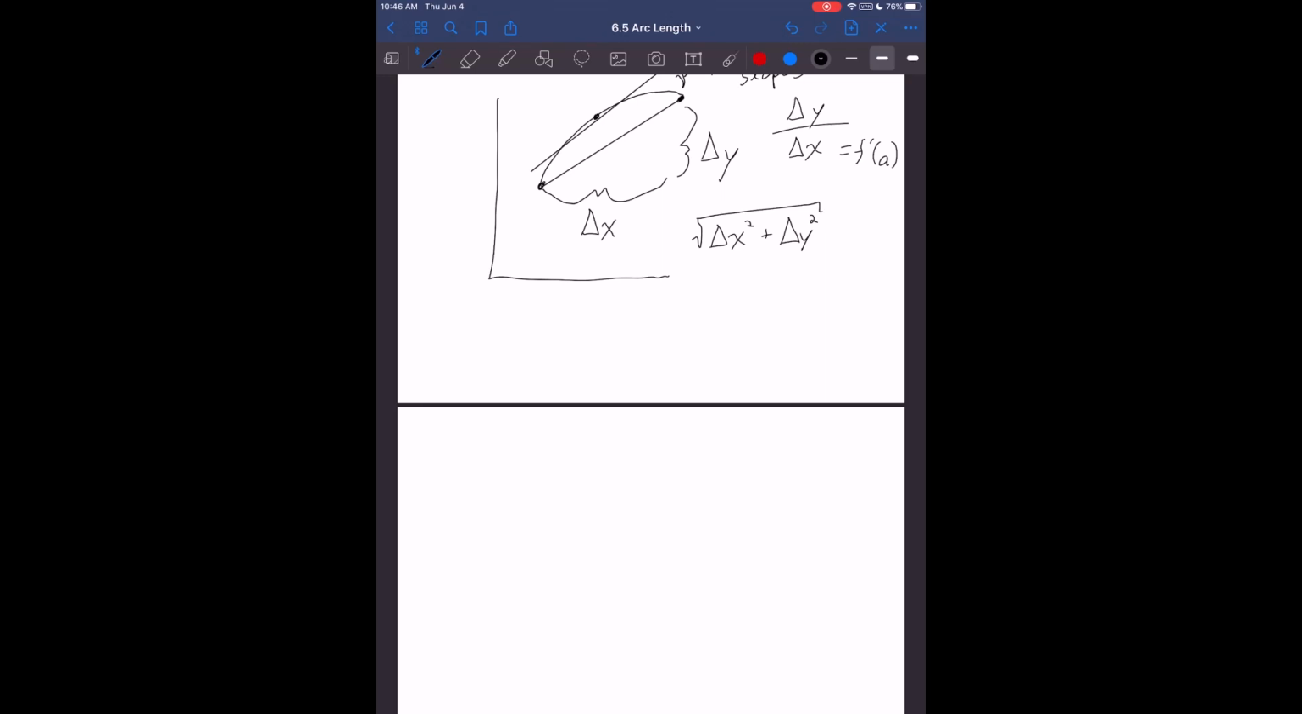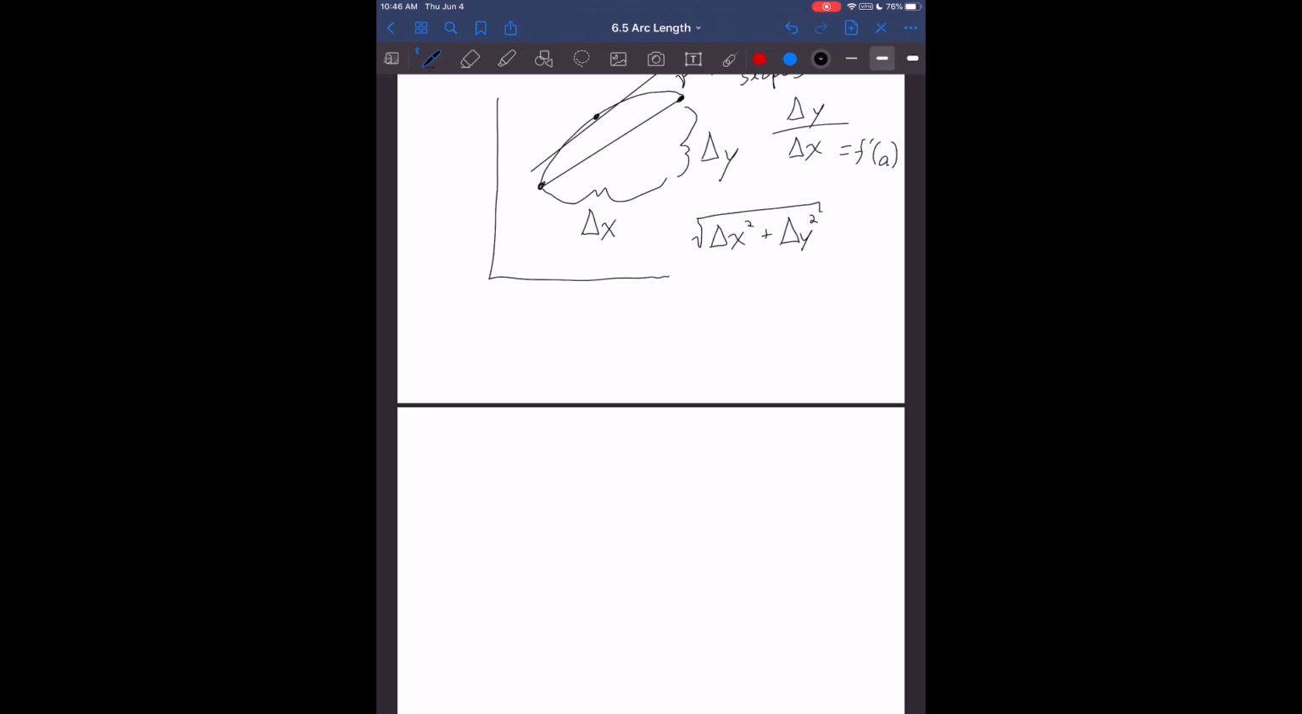So the trick we're going to do, or the technique is a better word for this, is we're going to take this equation and divide everything by delta x squared and then multiply the outside by delta x.